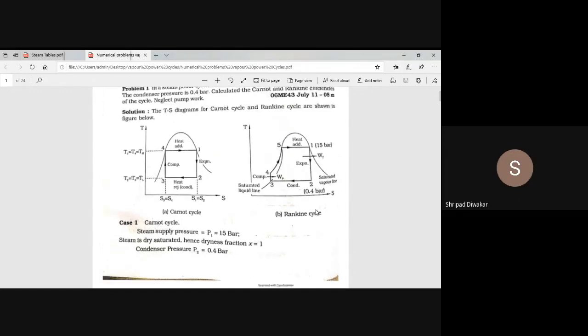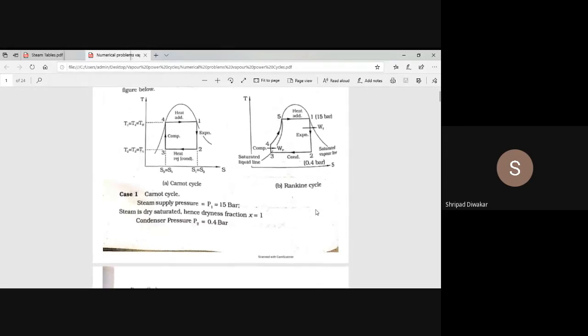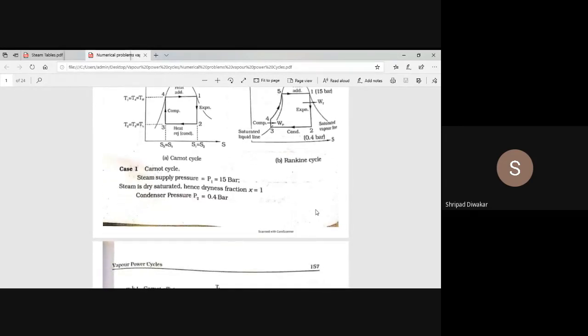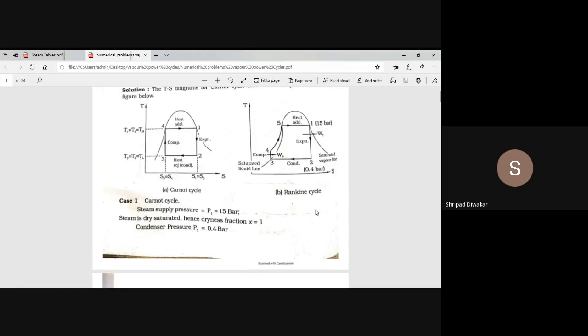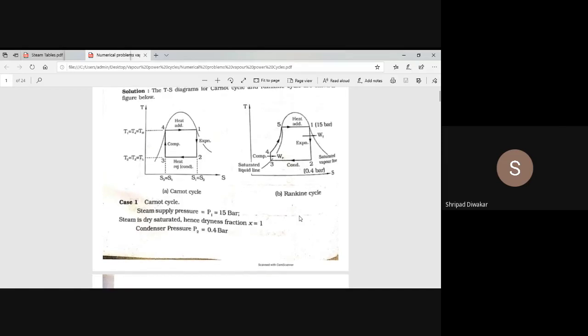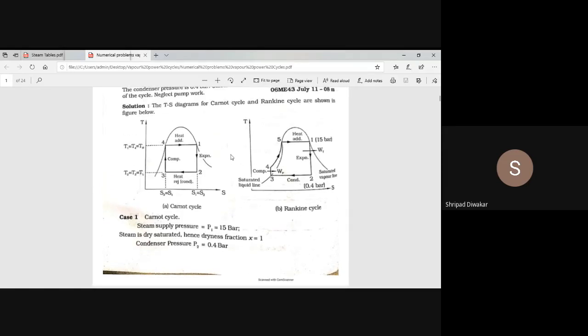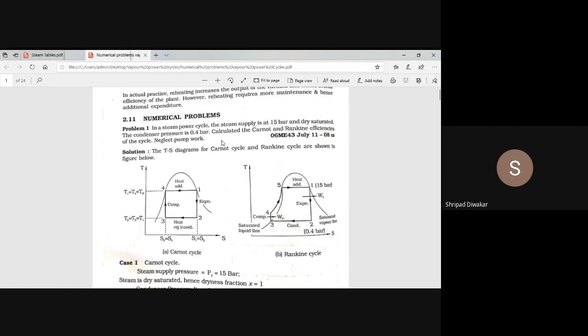Okay, we are discussing how to find out the thermal efficiency of Carnot cycle and Rankine cycle. For the Carnot cycle, we have to draw the TS diagram like this, and this is the Rankine cycle. Carnot cycle efficiency is very simple: 1 minus T2 by T1. Temperature is not given, so using the steam tables, you have to find out the temperature.